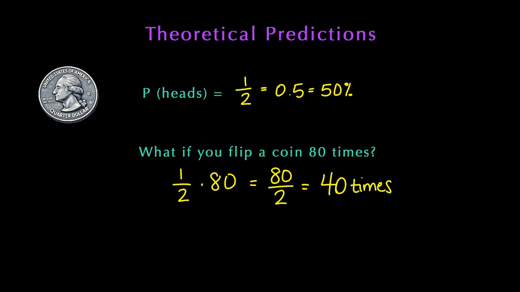This one's a little bit easier because we do know that heads is going to be half the time. So when you're dealing with coins, your theoretical prediction should always be half of whatever your total number is in order to land on heads or tails.